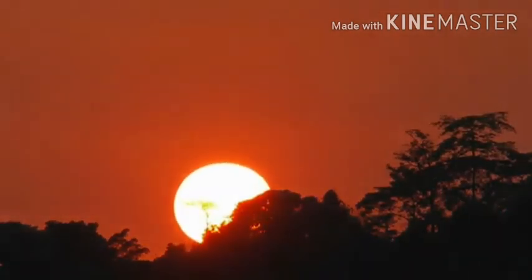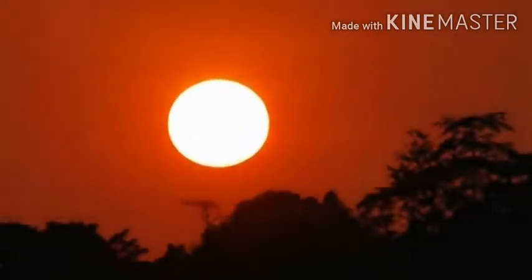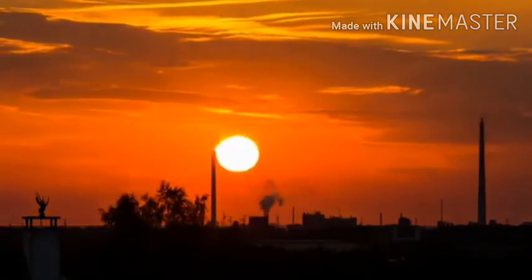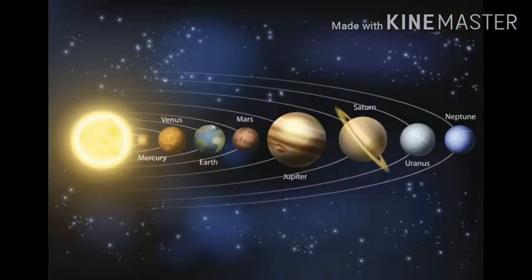Here you can see the sunrise, and the sun is rising. In this clip you can also see the sunset. So the sun is the major source of energy of the solar system. We know it very well. And all the 8 planets are rotating around the sun.